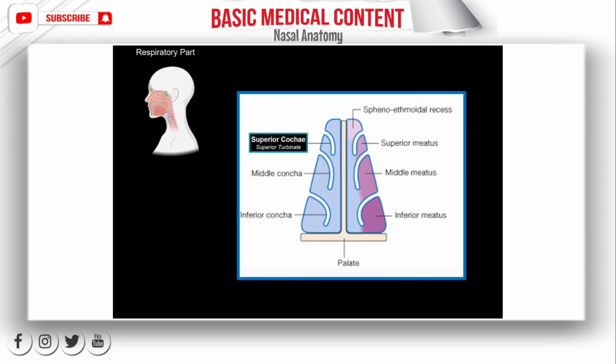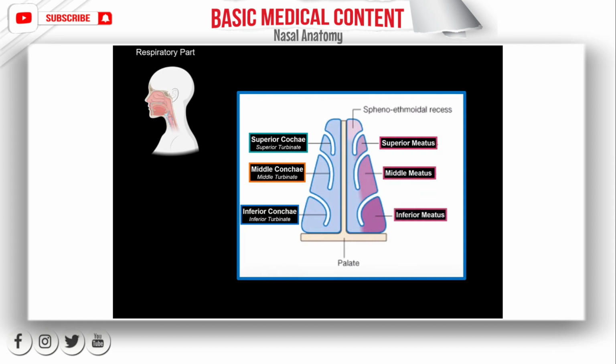of these structures. Here's the superior conchae, the middle conchae, and the inferior conchae. And in between them, there's the superior meatus, middle meatus, and inferior meatus. And at the top here, you'll find the sphenoethmoidal recess.